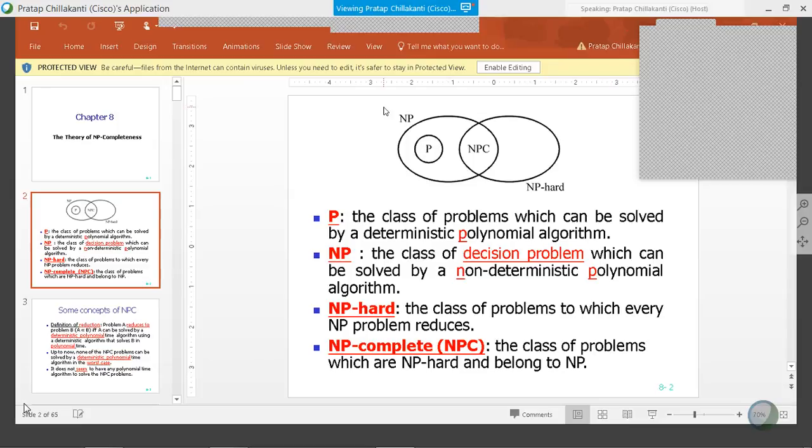I do not know in which year of your curriculum you take automata theory. I'm not even sure if it is taught at the undergrad level in India. But all computer scientists, especially if you want to know the theory, we always take a course on automata theory and we get deep into this P and NP and NPC and NP-hard.